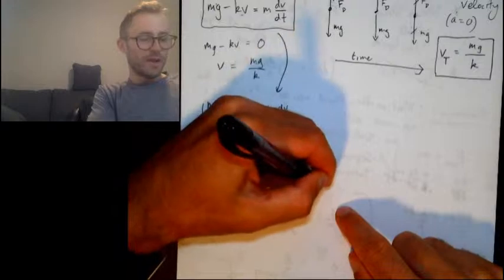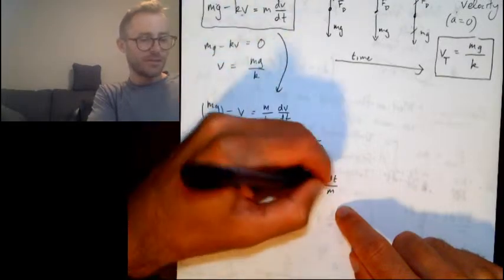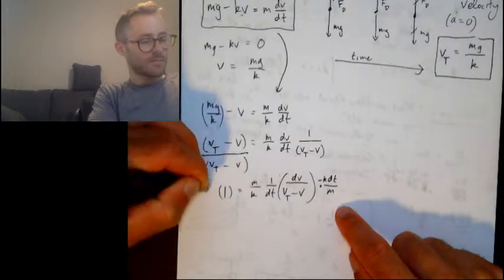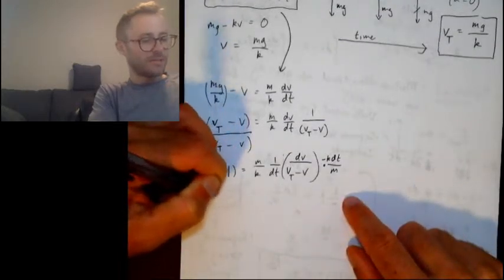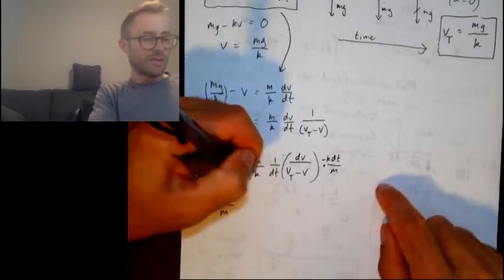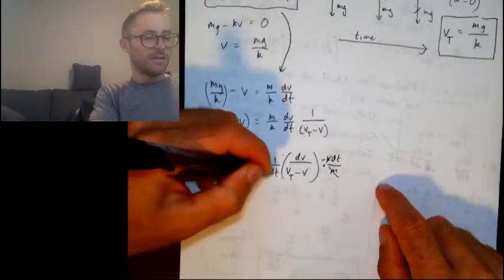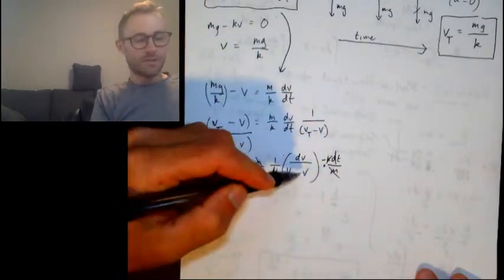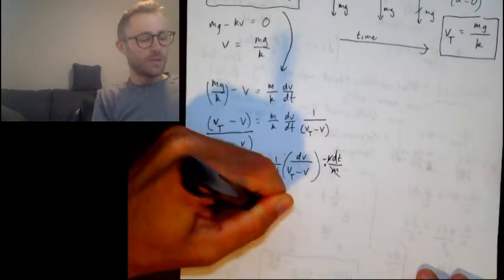Then I'm going to multiply both sides by k dt over m. Actually, times minus k dt over m. And so that's going to give me minus k dt over m on the left-hand side. It's going to give me k on the right. The k's cancel out here, the m's cancel out, the dt's cancel out. The only thing that doesn't cancel out is the minus sign. So that minus sign is going to flip the order of these two. So I have dv over v minus v sub t.